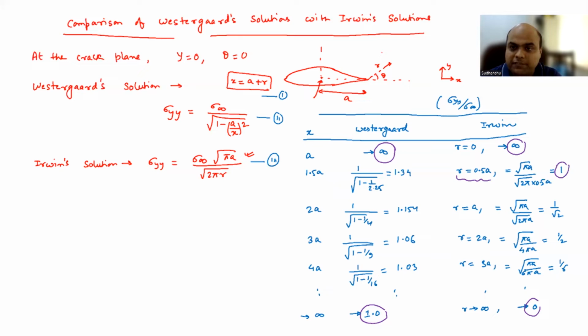So the second observation is that very near to the crack tip, Irwin solution is predicting similar behavior as Westergaard, and we can safely apply Irwin solutions of stress ahead of the crack tip, very near to the crack tip, but not far away from the crack tip. That is observation number 2. So from this table, we can make these 2 observations.